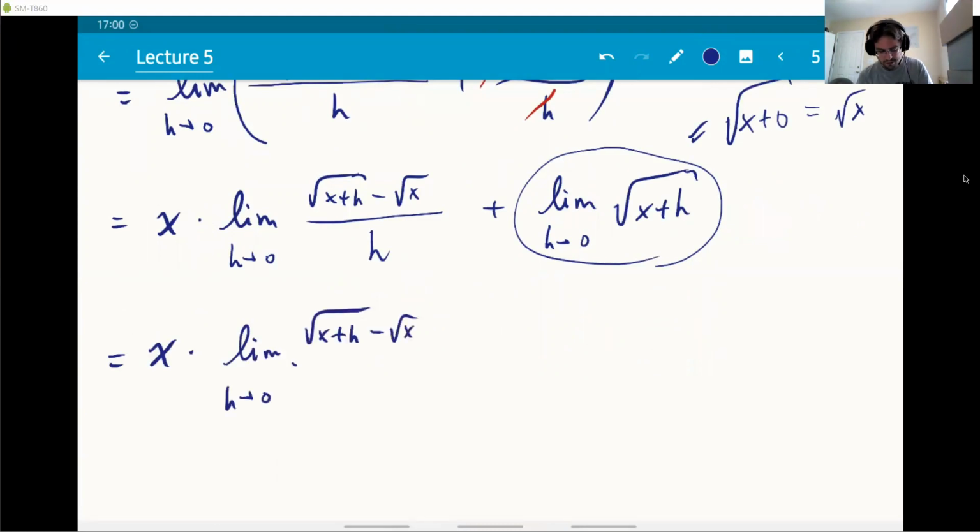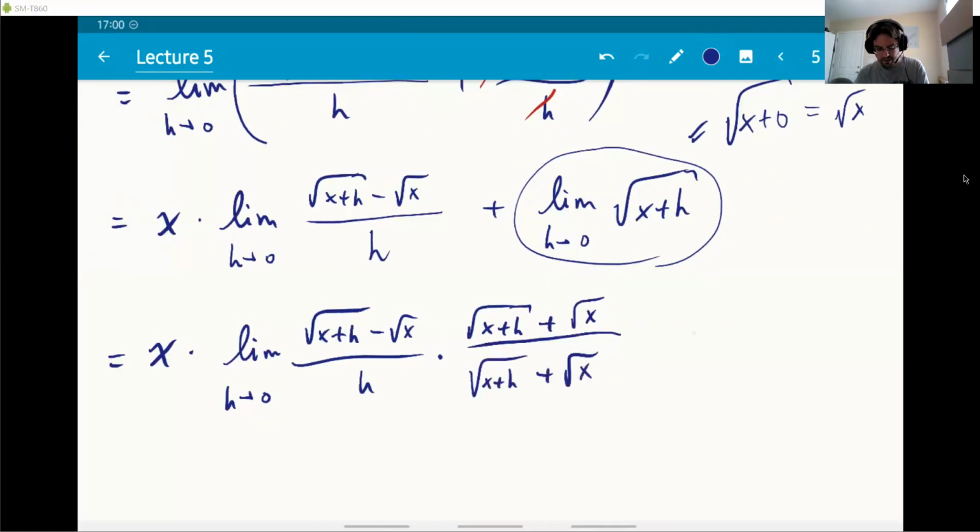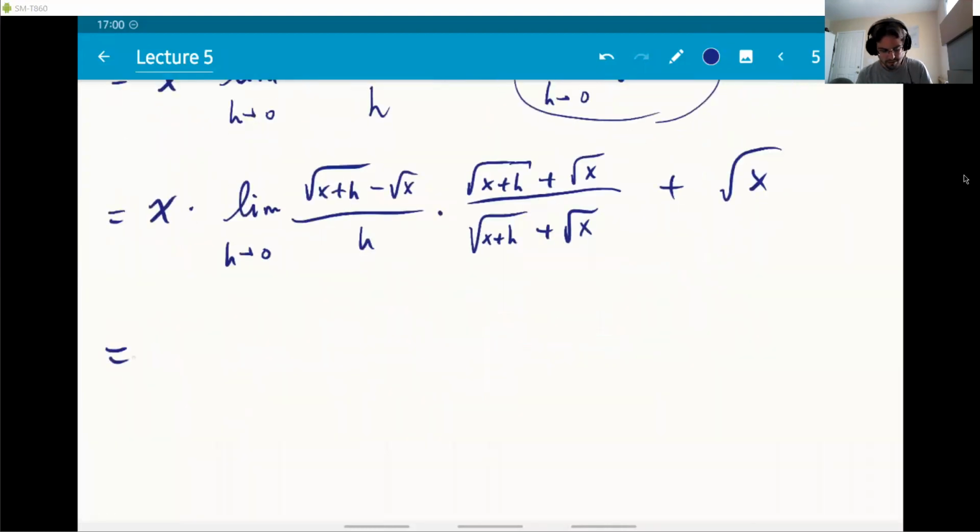So I'm going to take this whole limit and multiply it, and also divide by root of x plus h plus root of x. And now the second limit was just root x. Let's write it down here. All right, now why do we do that? Because this simplifies the numerator.